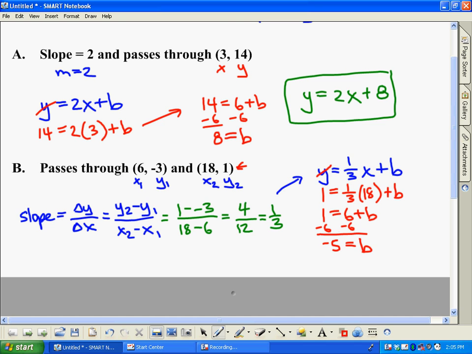So what is the final equation here? My final equation would be y equals 1/3 x minus 5. And it should make this true. Both points should be able to fit in here to make it true.